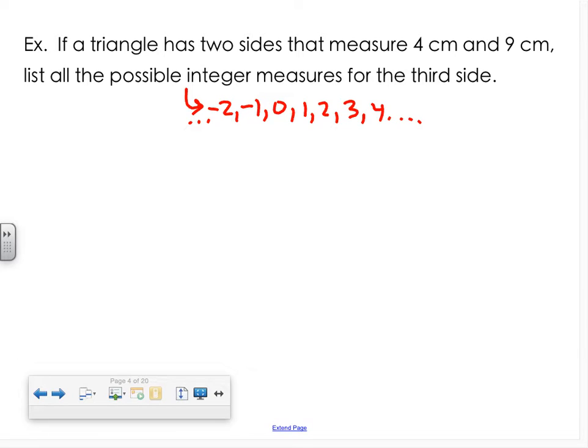Okay, so I'm going to do this kind of a complicated way and then show you a shortcut. So let's say I call this third side x.